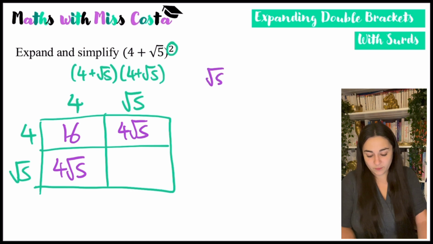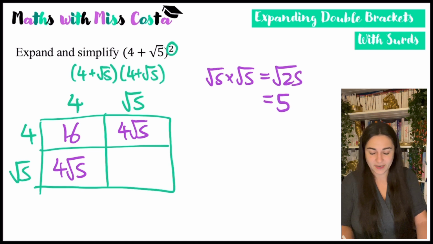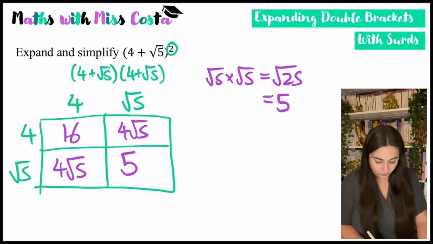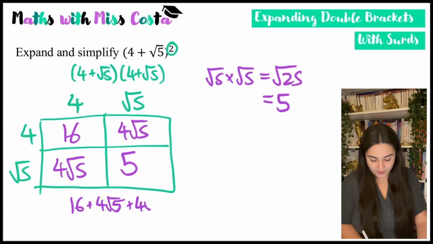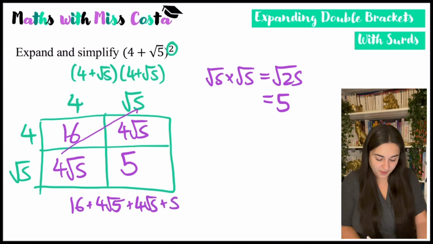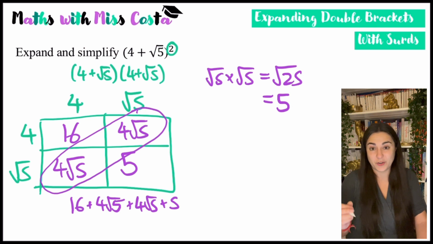And root 5 times root 5. So remember, if you need working and you need to do it this way, that's absolutely fine. 5 times 5 is 25. So you'd write it like that. And then you'd be like, oh yeah, root 25 is 5. So then we can write that all out. 16 plus 4 root 5 plus 4 root 5 plus 5. Collect your like terms.